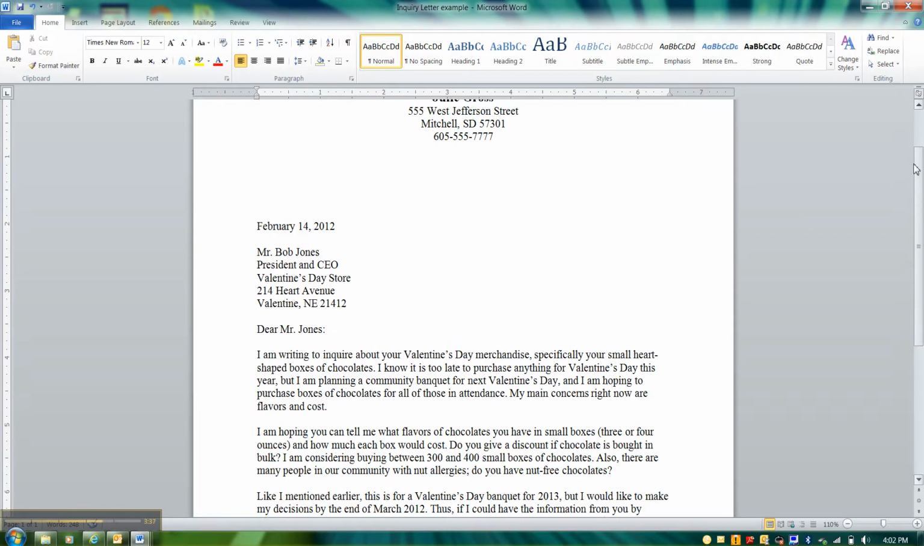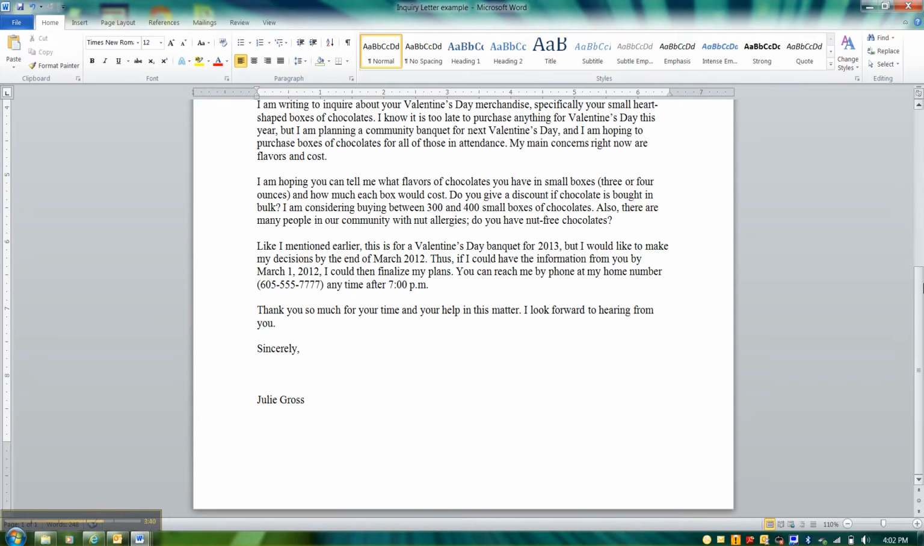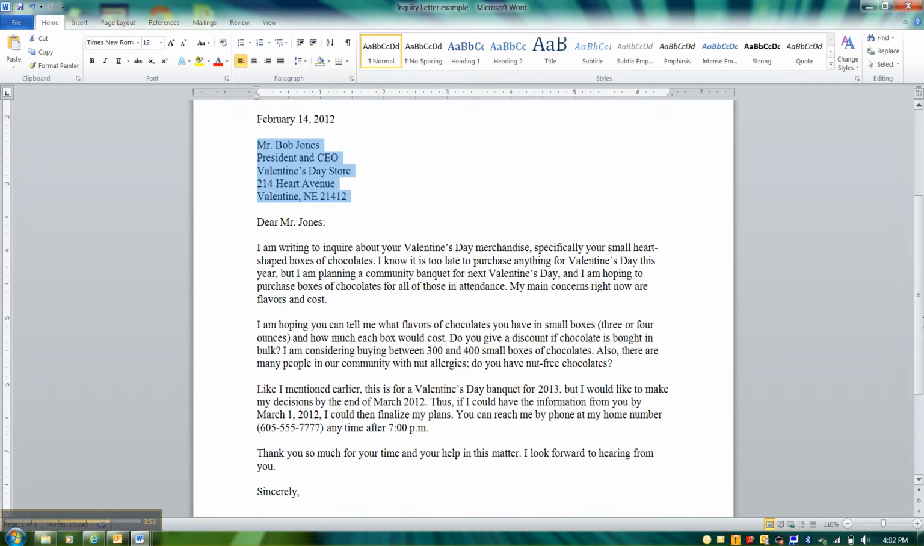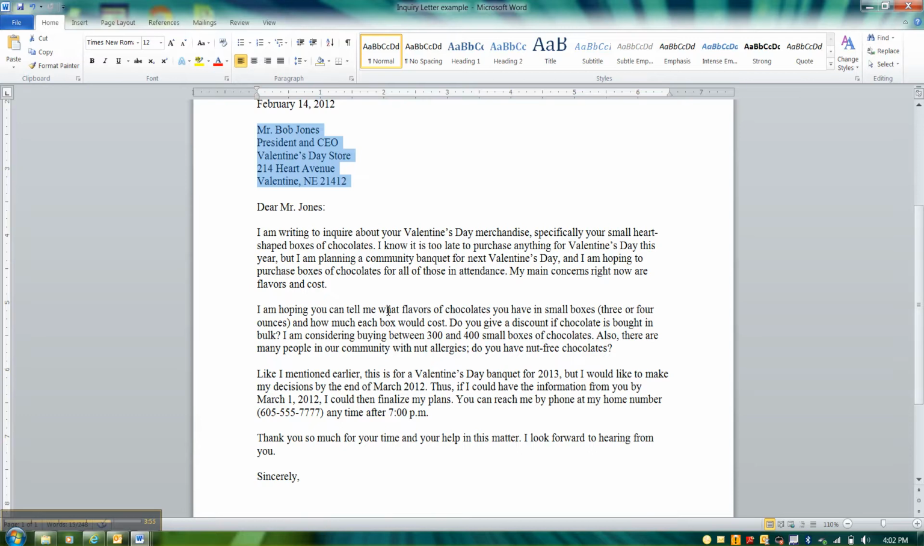Again, it's vertically centered, so you have the space at the top and the bottom of the letter. You have your return address information at the top because you're the person writing the letter. You have the date. You have all the information for the person that you're sending it to. Again, you need 5 lines of information. You have your salutation, and then you start the letter. I'm going to read you mine. It says, I'm writing to inquire about your Valentine's Day merchandise, specifically your small heart-shaped boxes of chocolates.